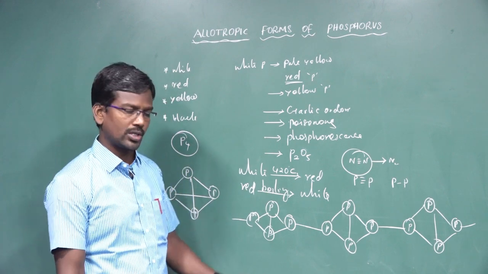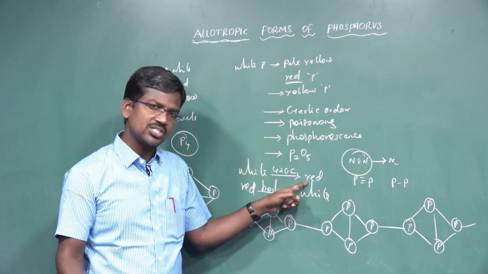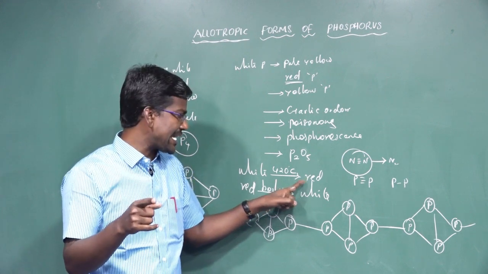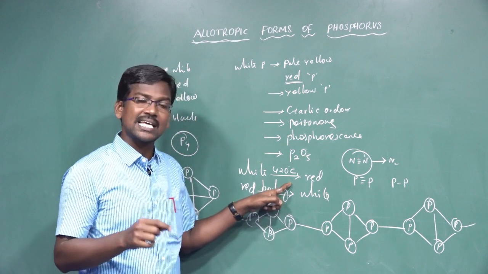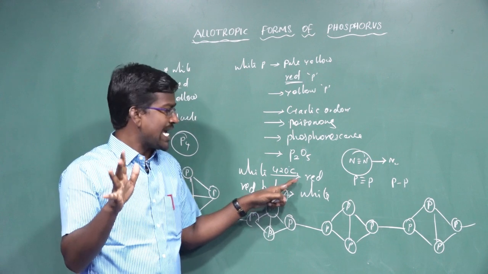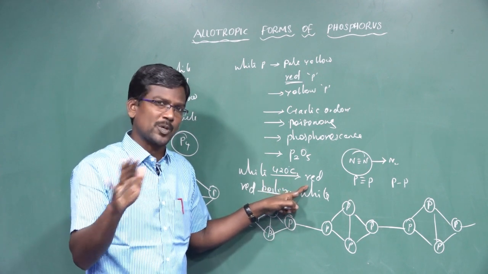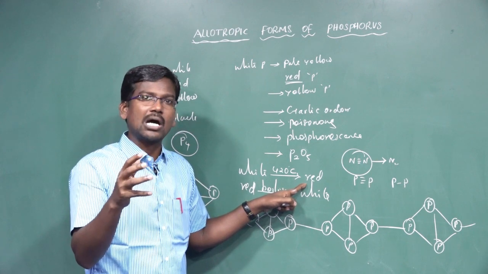phosphorus pentoxide. Another way, white phosphorus can be changed into red phosphorus when heated at 420 degrees Celsius, in the absence of air, oxidizing agent or light. Red phosphorus does not show phosphorescence. Red phosphorus, what else? It does not have the garlic smell.